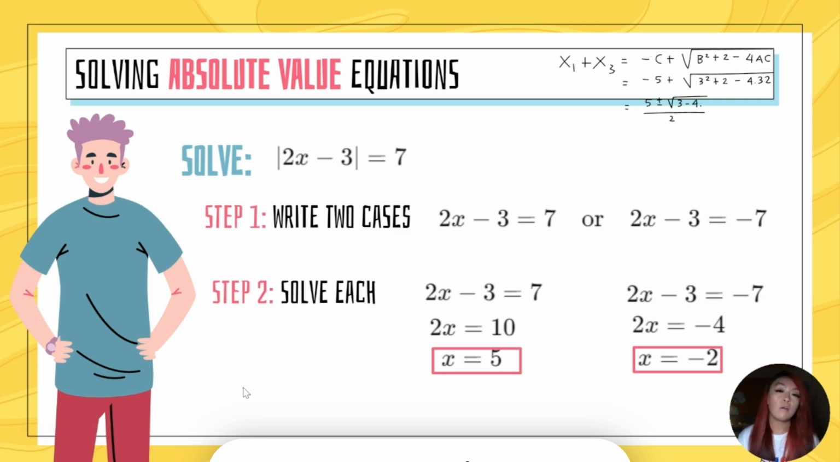So in order to solve absolute value equations, you're removing the absolute value bars, and you're basically just setting the expression that was inside the bars equal to the positive and the negative value of what's on the other side of the equal sign, and then solving both cases for x.